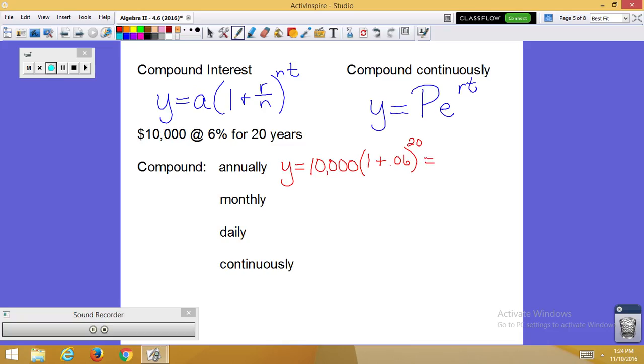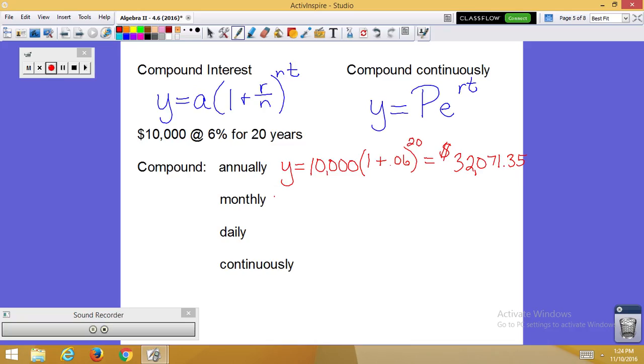Type this in your calculator with me. Make sure we get the same answer here. So 10,000 times, use your parentheses, 1 plus 0.06 to the power of 20. And I came up with $32,071.35.